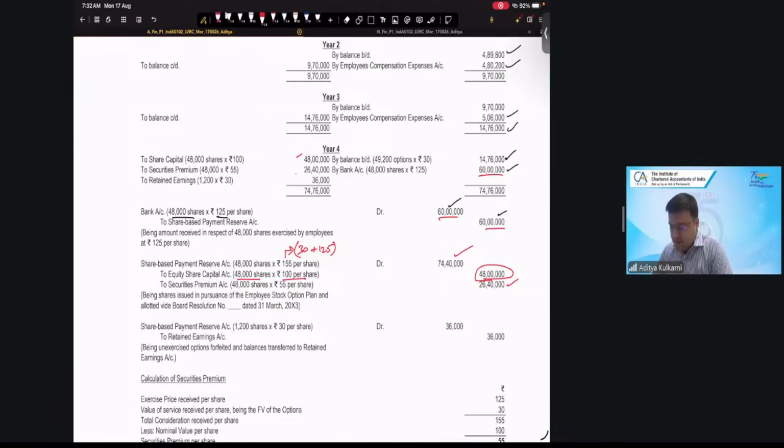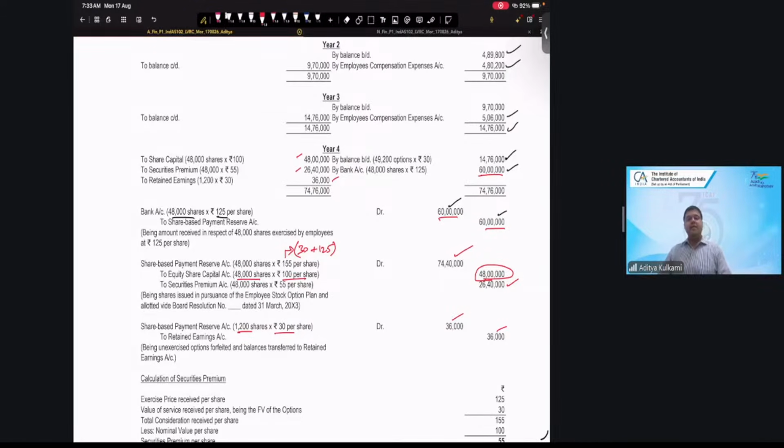So 48 lakhs debit, 26 lakh 40,000 debit. Then you had 12 employees who did not exercise the options. So 12 employees means 12 into 100, 1,200 shares into 30 per share. This is forfeited. That means it will be transferred to retained earnings. So SBP reserve 36,000 to retained earnings 36,000. So your total SBP reserve account stands tallied.